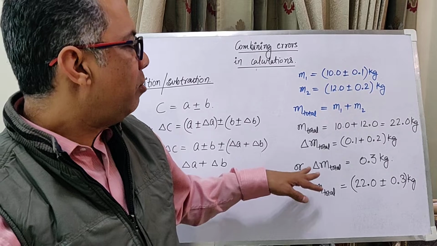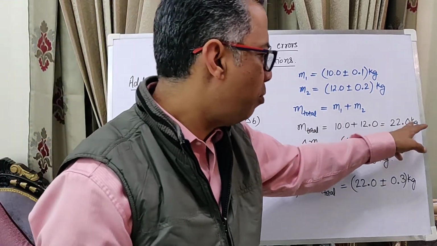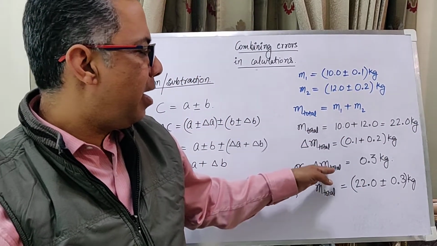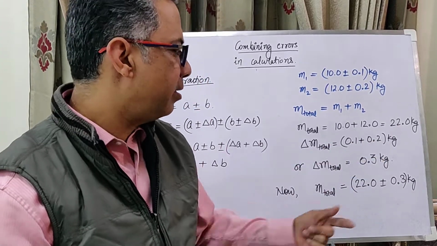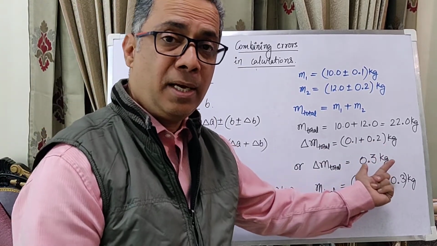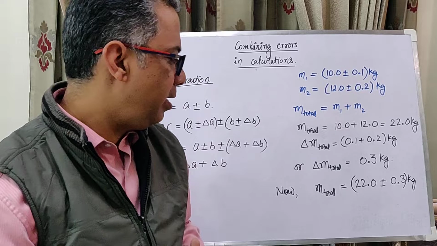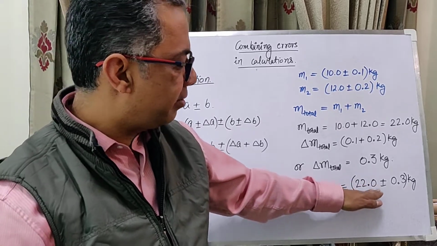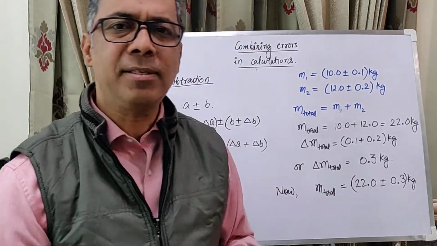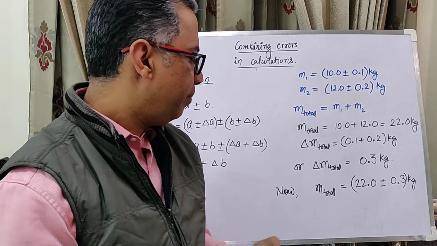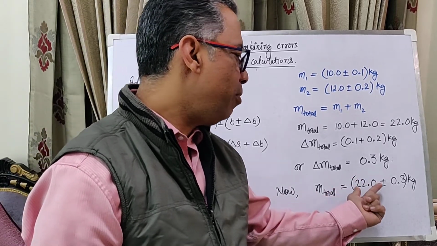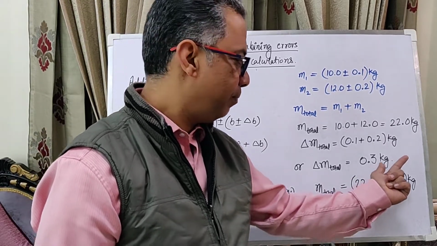So now we know that total mass is 22.0 and the error in the calculation of the mass, well, the maximum possible error is 0.3, and therefore we report the final result along with the maximum possible error. So the total mass here is 22.0 plus minus 0.3.